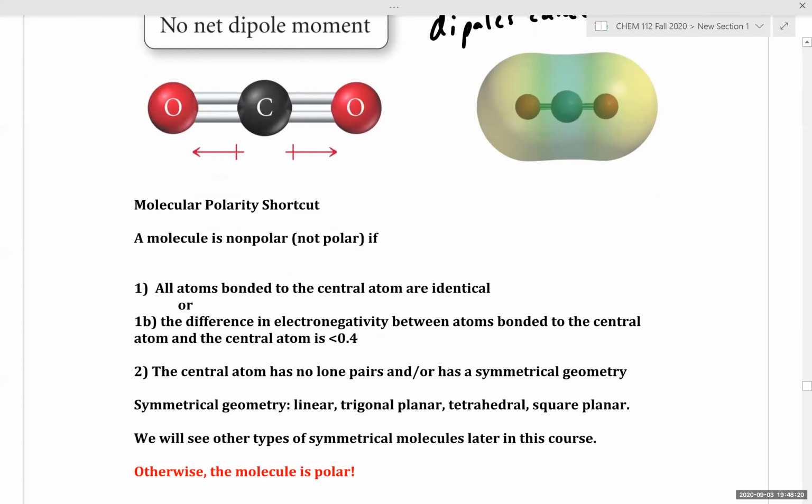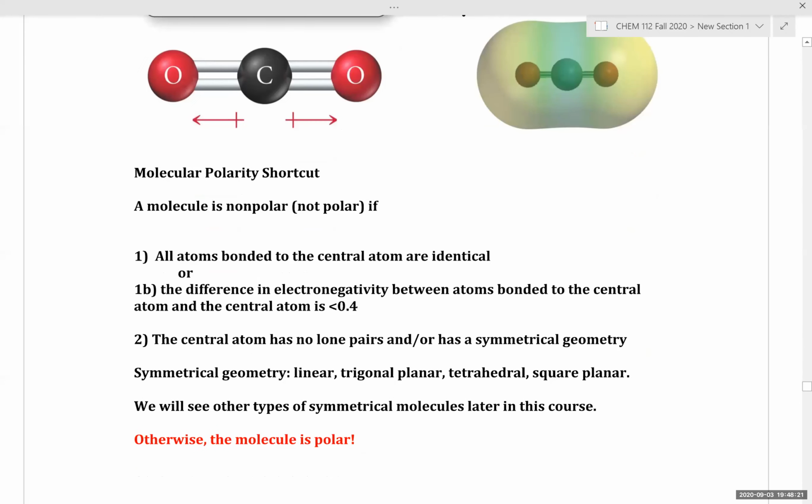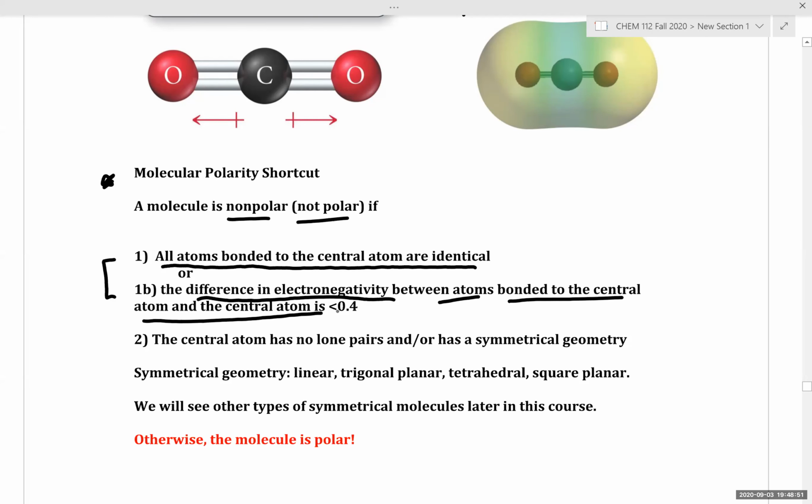So to talk about how to assign polarity, this is a shortcut that I found. If you think a little bit about the rules and look at different structures, you'll arrive at a very similar set of conclusions. So a molecule is non-polar if the first condition holds: if all atoms bonded to the central atom are identical, or if the difference in electronegativity between atoms bonded to the central atom and the central atom is less than 0.4. So if you have non-polar bonds.